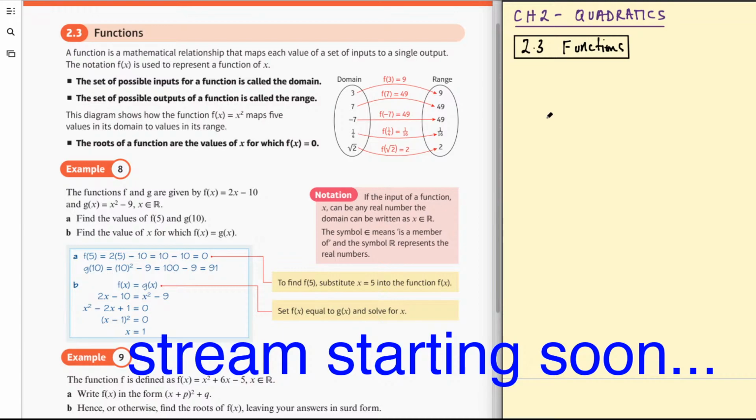Okay, let's talk about functions. We are on chapter 2, section 2.3, and we are about to start working with functions here. So we'll just start off by going over some of the basic concepts here.